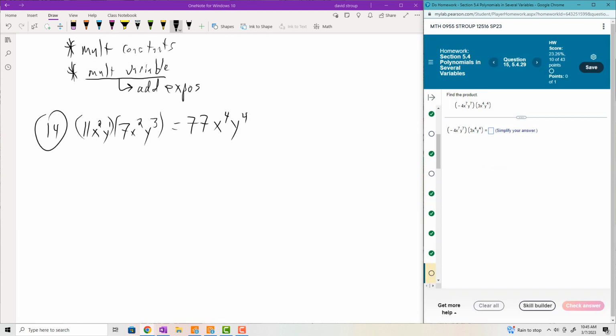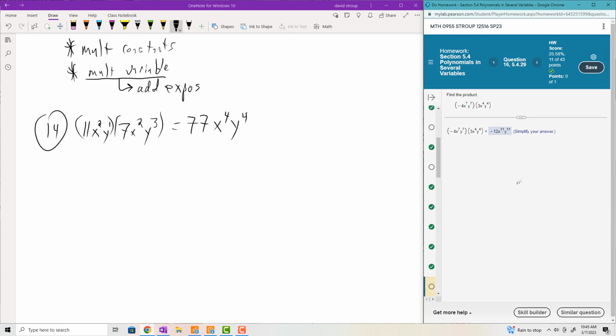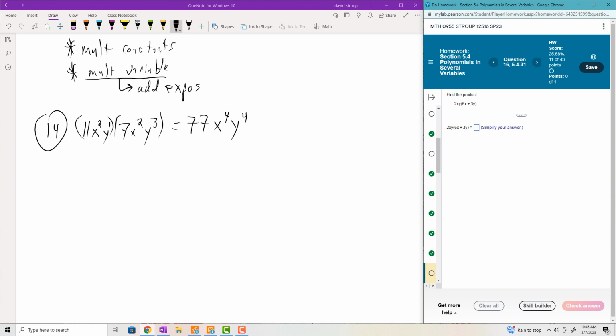Same jazz here. Multiply the constants, so that'd be negative 12, and then the variables x to the 7 plus 4 is 11. And then y to the 7 plus 4 again is 11. Okay, so hopefully those are pretty simple.